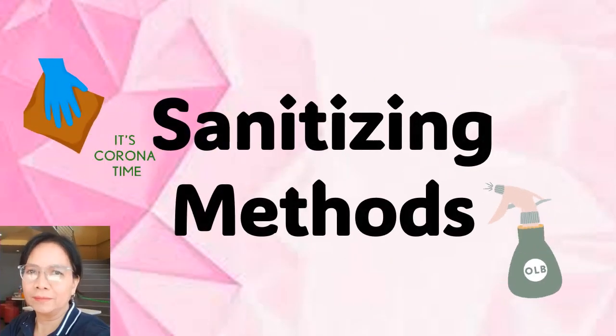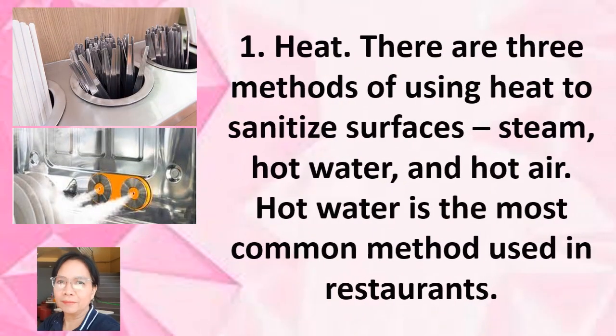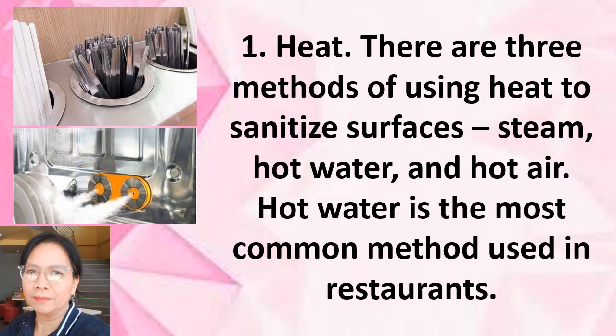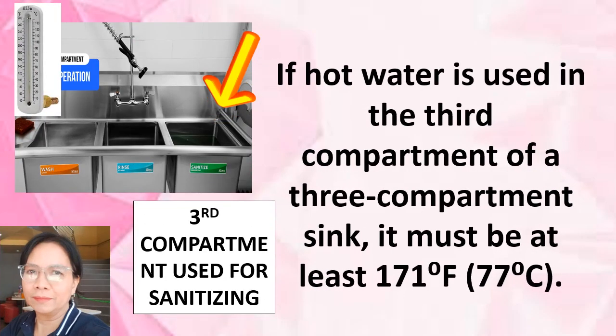Let us now have the sanitizing methods. The first one is heat. There are three methods of using heat to sanitize surfaces. The first one is steam, second hot water, and the third is hot air. Hot water is the most common method used in restaurants. If hot water is used in the third compartment of a three-compartment sink, it must be at least 171 degrees Fahrenheit or 77 degrees Celsius.